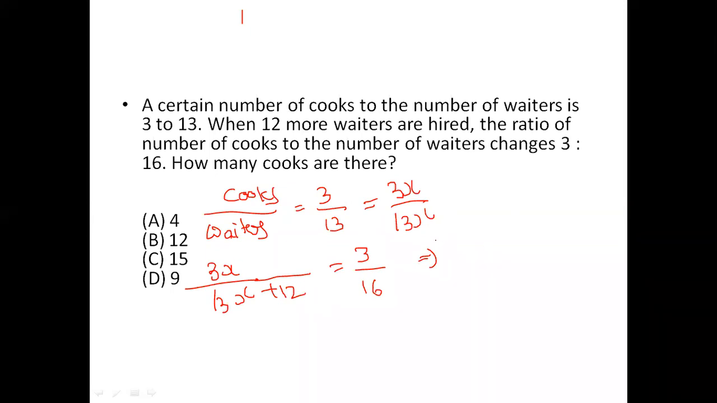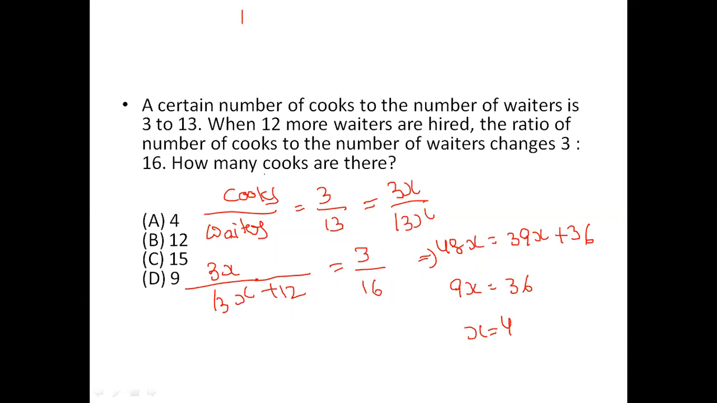16 times 3 is 48. 48x is equal to 13 times 3 is 39x plus 12 times 3 is 36. Okay. So 48x minus 39x, what's the value? 9x. So 9x equal to 36. x is equal to how much, guys? x is equal to 4.